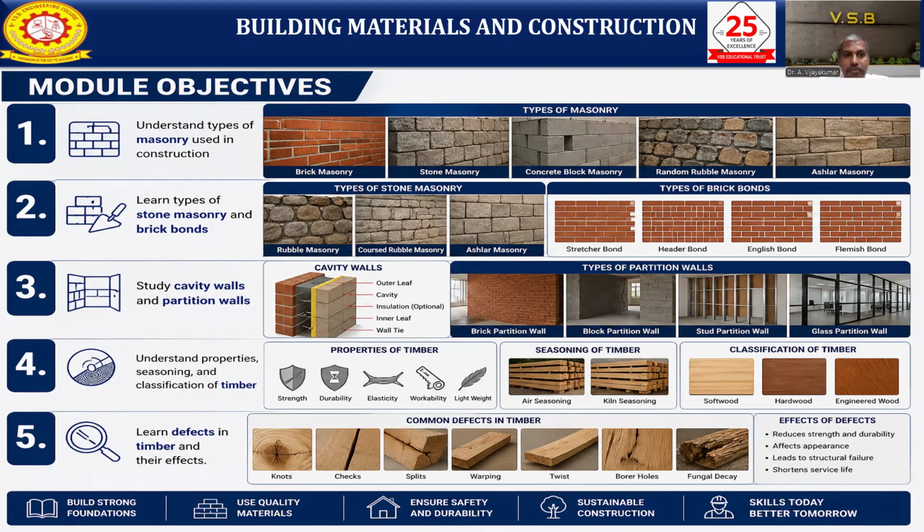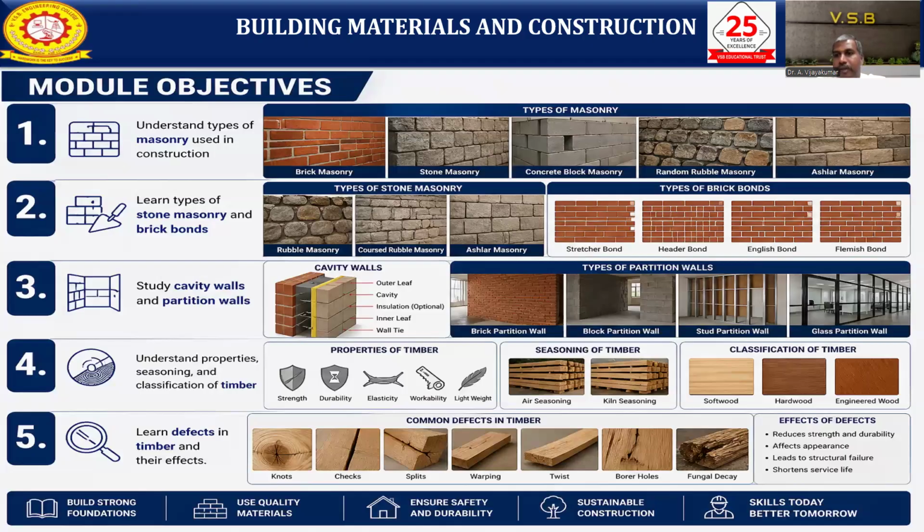Then students need to understand stone masonry and the different types of bonds available in our construction process. Stone masonry we can classify into rubble masonry, coarse rubble masonry, and ashlar masonry. Among the types of brick bonds, if your bricks are laid lengthwise, it will be a stretcher bond. If the bricks are laid in the shorter direction, it will be a header bond. Alternate courses of header and stretcher, if applied, will be English bond. Then there is the Flemish bond.